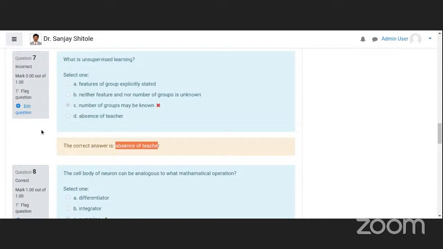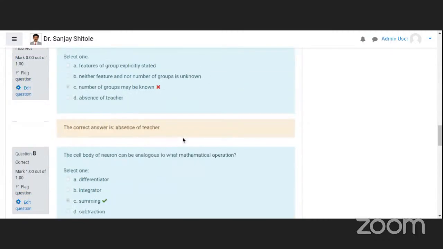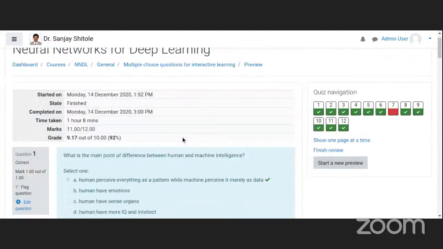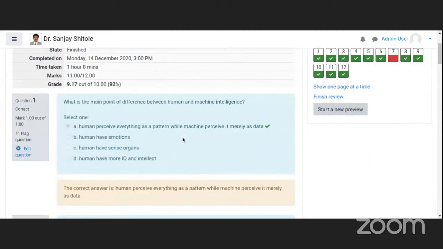Groups may be a no. So absence of a teacher is very important. That means in an unsupervised learning. Okay, in this way, very easily you can learn related to this machine learning. This is a quick revision, you can say.